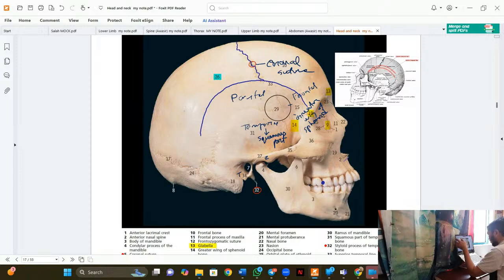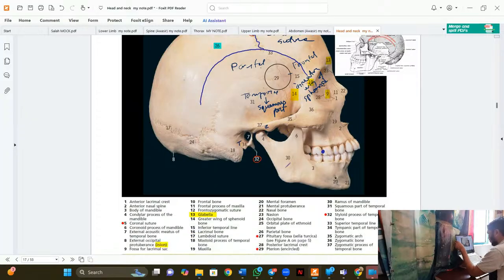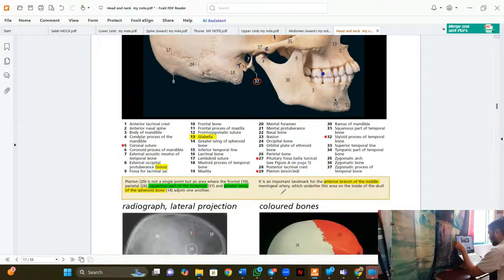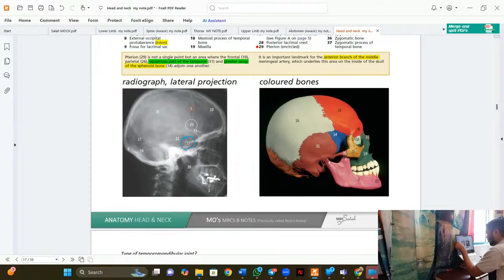Where is 27? 29 or? No, 27. See figure A on page 5. Yes. It's not in this picture. Very good. This is the pituitary fossa in this picture. Okay, here down. This 27 is the pituitary fossa. Next, the picture down.